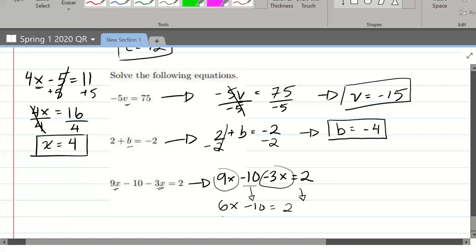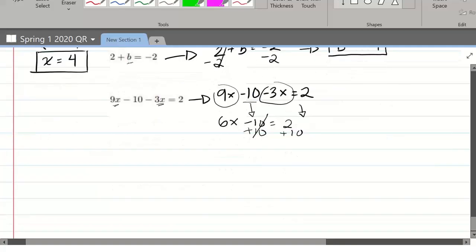Now, you need to remember, do we get rid of the 6 first or the 10, right? Remember, in this case, we look for what's furthest away from the x, right? Furthest away from the x is the 10, so we want to get rid of the 10 by adding 10 on both sides, right? Let's make some space. We add 10 on both sides. We get 6x equals 12 plus 10. 2 plus 10 gives us 12.